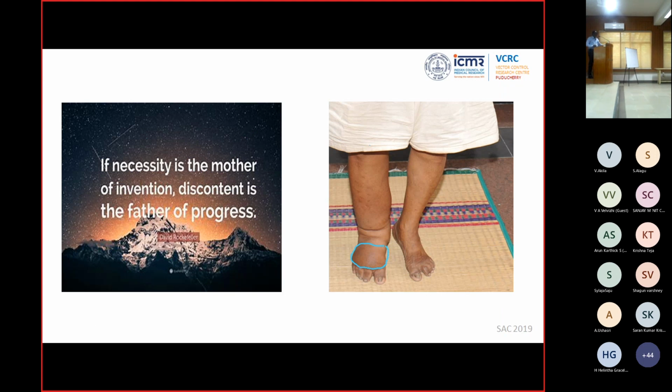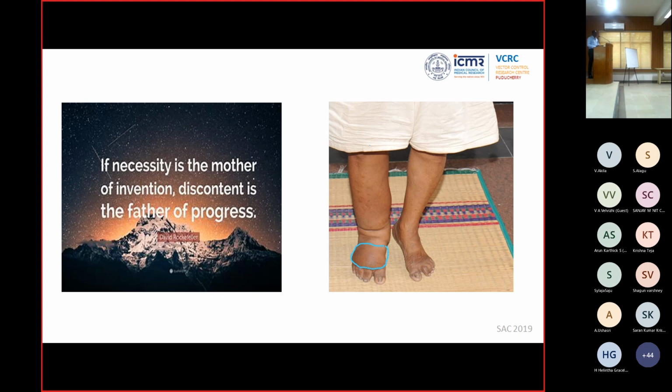As I said earlier, necessity is the mother of invention. Discontent is the father of innovation, so that it can progress further from what you have. So this is a patient who has been coming to us for a long time. He's around 8 years old. He continued to cycle. He continued to practice whatever we are giving to the patient. He has been trained in yoga also. He can do the yoga also.